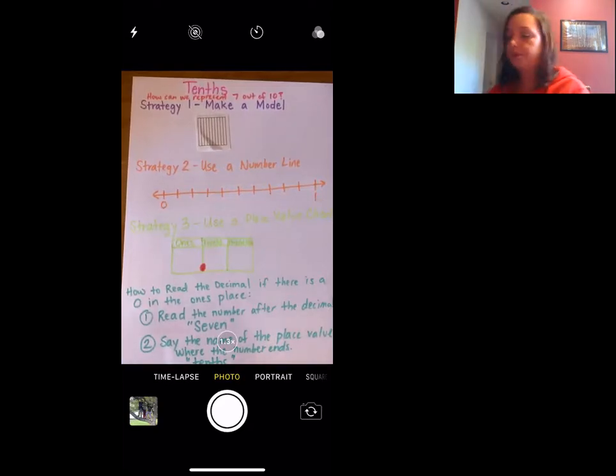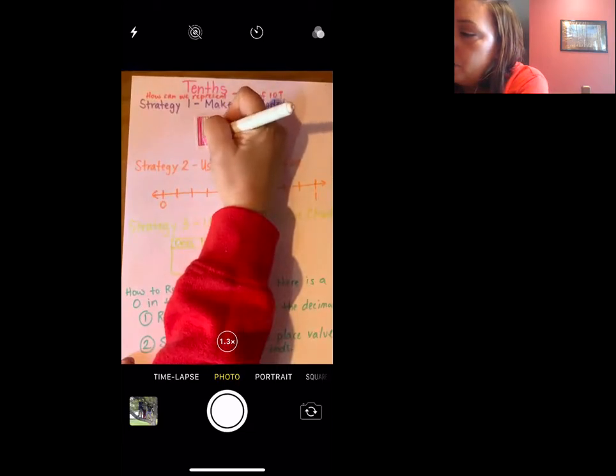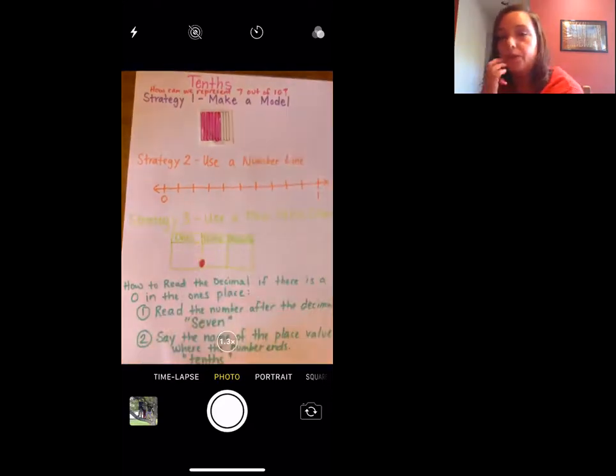So I am going to shade 1, 2, 3, 4, 5, 6, and 7. And that is one way that we can represent 7 out of 10.